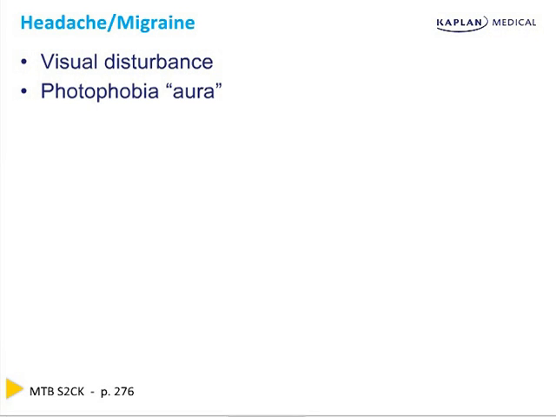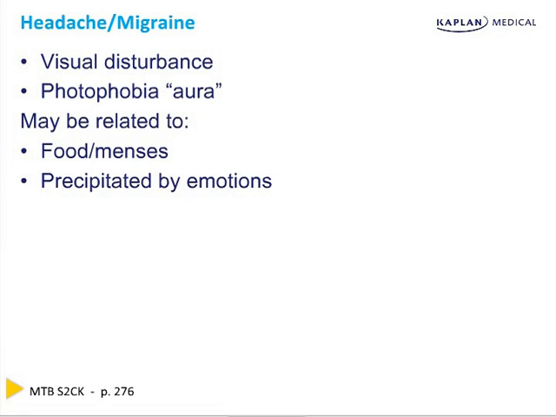Nobody understands why it's all visual, but it just is. Could be at the first branch of the carotids, the ophthalmic, but bottom line is we don't know. We just know it's a symptom complex. We know it's related to or associated with foods and menstruation. We know it's precipitated by emotions.